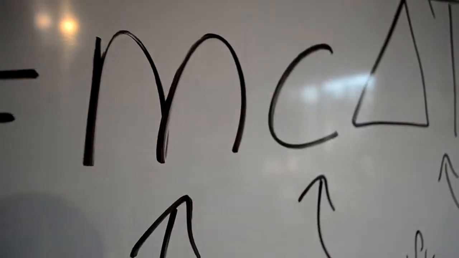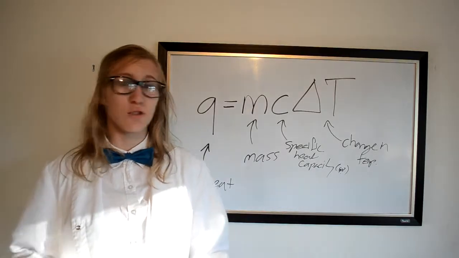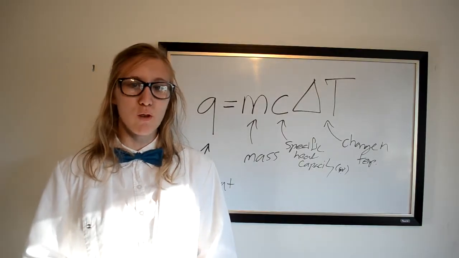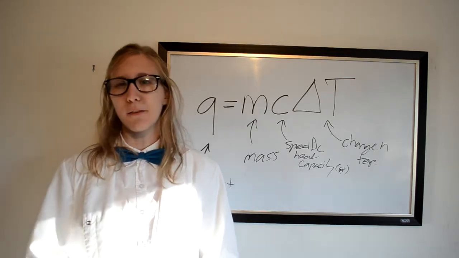Q equals mc delta T. What up? Where Q is heat, m is mass, delta T is change in temperature. Anytime there's a delta, it means it's a change or a difference. And c is specific heat capacity, which is the energy required to raise the temperature of 1 gram of substance 1 degree Celsius. It's different for everything.